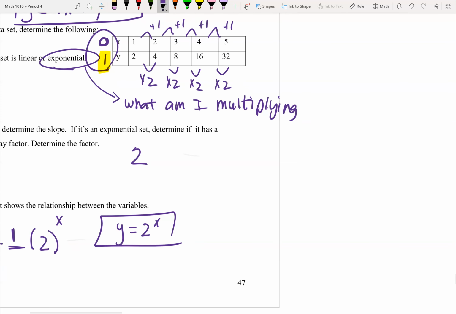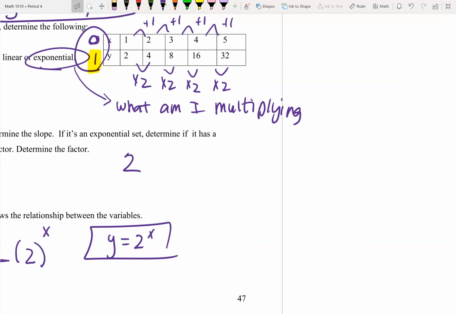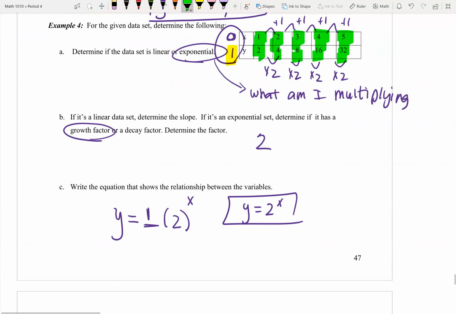Please listen. If I were doing this problem on a test or a quiz, I would totally check my equation. So look, if x is a 1, is 2 to the first 2? Yes. Is 2 to the second 4? Is 2 to the third 8? Is 2 to the fourth 16? Is 2 to the 5 32? Totally works. Works for every single one of those. Who says, I'm good? I understand that.